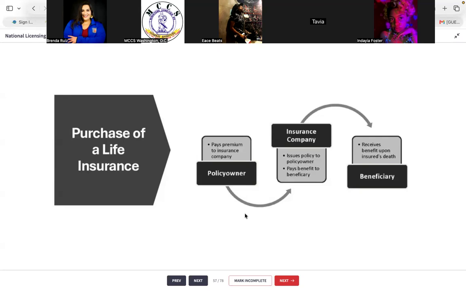Okay, so yeah, purchase of life insurance, pretty straightforward. You as the policy owner, you gotta pay the insurance company, y'all. If you don't pay them, you ain't got coverage, right? So make sure you pay them. Now, the insurance company is gonna issue the policy to the policy owner. They're also gonna be the ones that issue the death benefit to the beneficiary, and of course, the beneficiary is the one that receives the death benefit. It's really straightforward, y'all. That's how it goes.